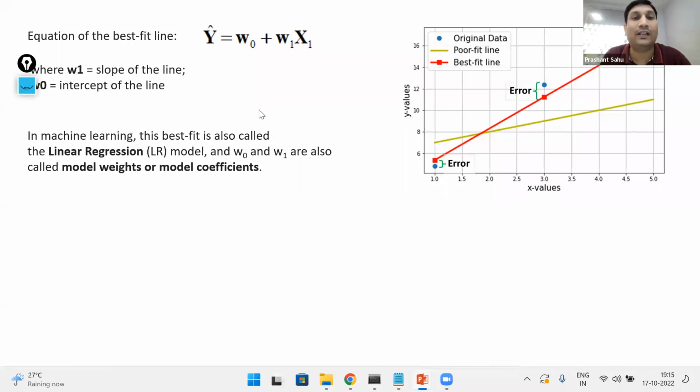Obviously the line is being represented by this equation: y hat equals w0 plus w1 x, or x1, where w0 will represent your intercept and w1 is the slope of this line. So till here everyone is fine. Everyone knows what regression is, so we'll not get into all the details. So in machine learning, this best fit line is obtained by the algorithm called linear regression. And these w0 and w1 are also called model coefficients. You can also call them weights or model coefficients. Correct.